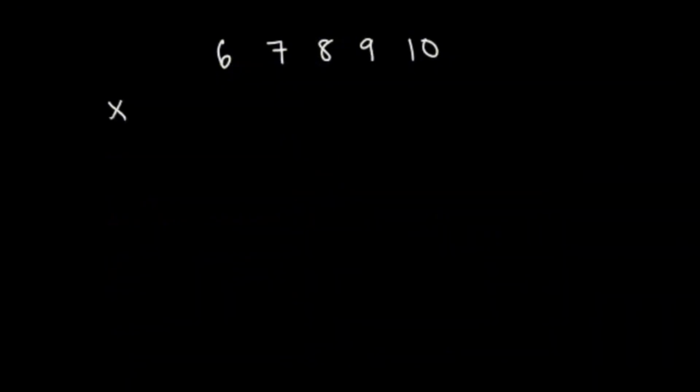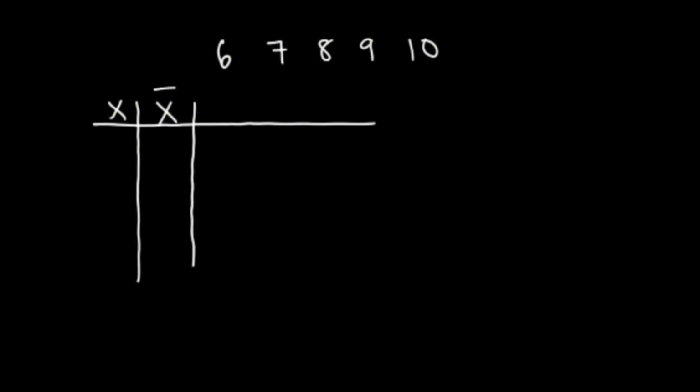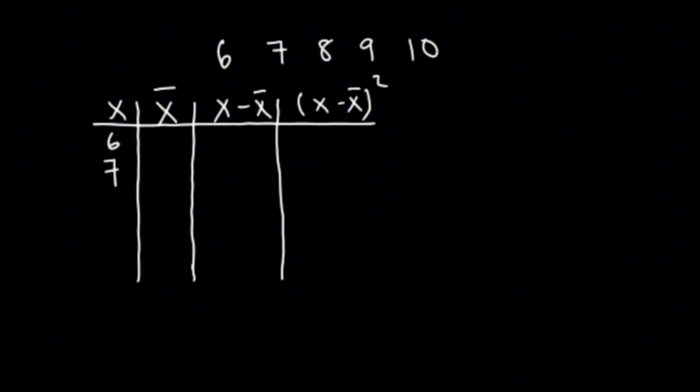So let's talk about how to calculate the variance and the standard deviation for the first list of numbers that we had. So we're going to make a table. X is going to represent the data values, and then X bar will represent the mean of that data, and then X minus X bar, so the data values minus the mean, that's going to tell us the deviations. And then in the next column, we're going to have the square of the deviations. So the numbers are 6, 7, 8, 9, and 10.